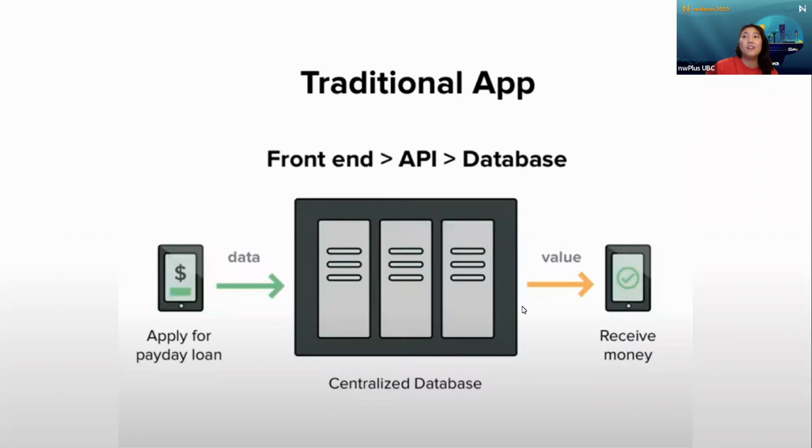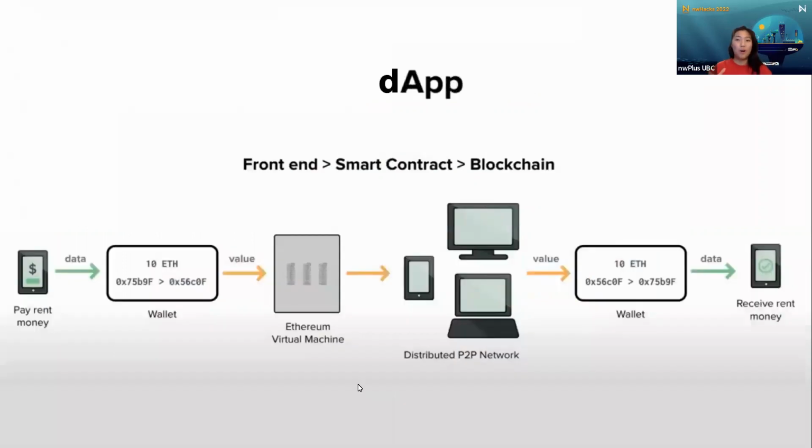But then a dApp is a little bit more complicated. It's actually not that complicated, but it just looks longer. But it goes from front end, and then you have a smart contract to facilitate this transaction, and then you also connect it to the blockchain. So if we're paying rent money, your data goes to your crypto wallet, your Ethereum wallet, and then the value goes into this Ethereum virtual machine. So this is just where the transaction is processed through a distributed network of computers.